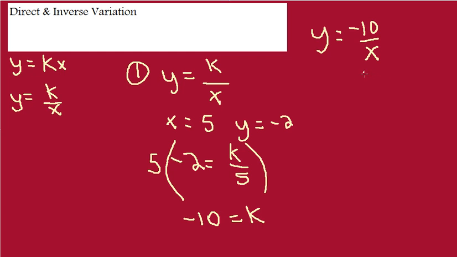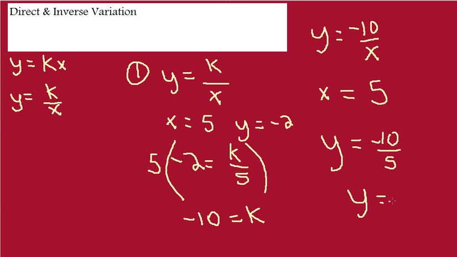Now the second part may ask you to find a certain, when y is equal to something, find x, or when x is equal to something, find y. The next part says, here's an example, when x is equal to 5, what is y? Well, we just plug in the value. Y equals -10 divided by 5, so y is equal to -2. I went back to the same original equation here that I did earlier, but it really doesn't matter which particular value you choose.